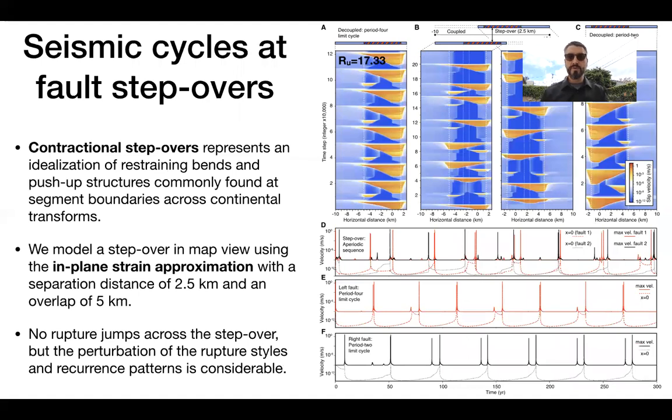So we now show examples for multiple faults. In this case, 2 faults separated by a separation distance of 2.5 kilometers with an overlap of 5 kilometers. So this is an idealization of the contractional stepovers of restraining bends in push-up structures that are commonly found at segment boundaries across continental transforms. So in these simulations, we compare the seismic cycles that would occur on these faults if they were isolated and on these faults when they are coupled together.